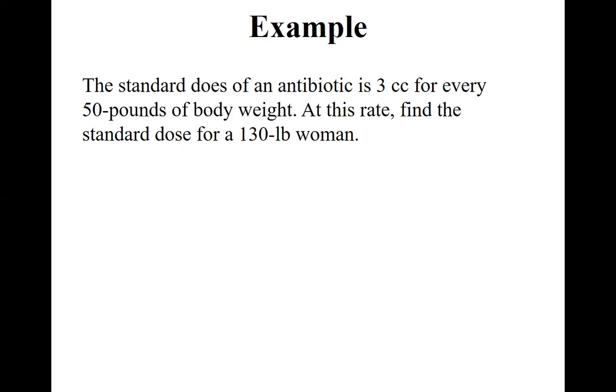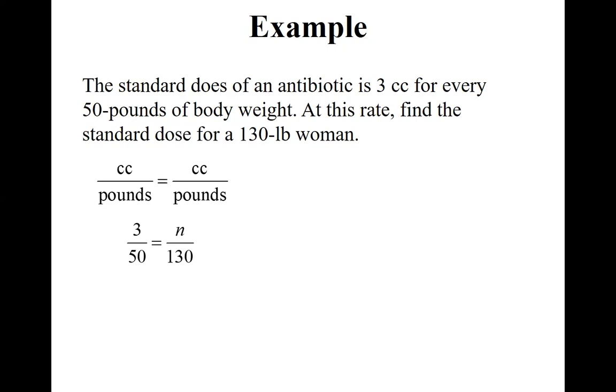We can set up a proportion in cc's over weight, cc's over pounds. And one side would be the 3 cc's for every 50 pounds of body weight, 3 to 50. On the other side, we have an unknown number of cc's, which would be the standard dose for a 130-pound woman, an unknown to 130, cc's to pounds.